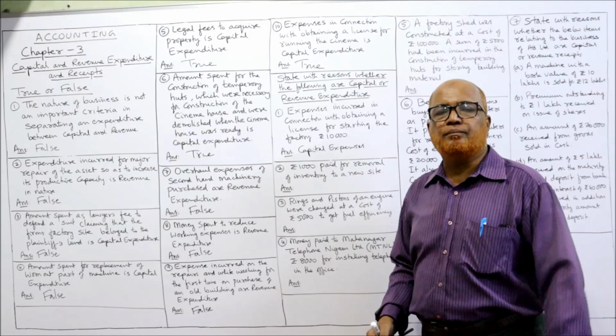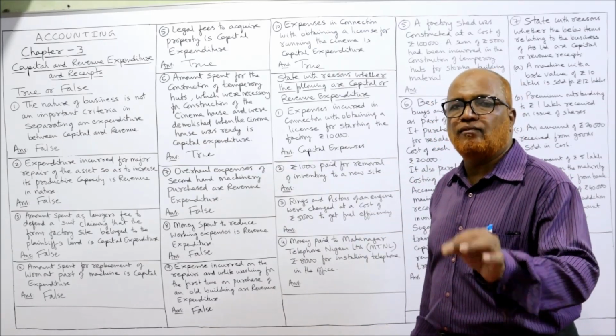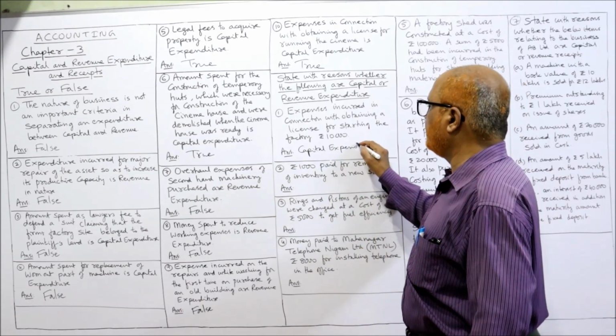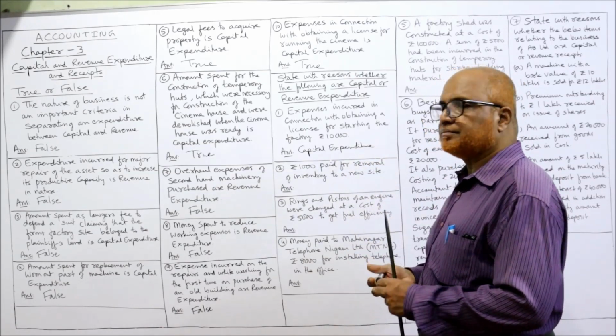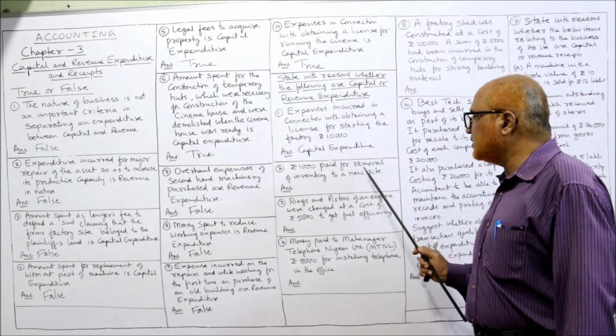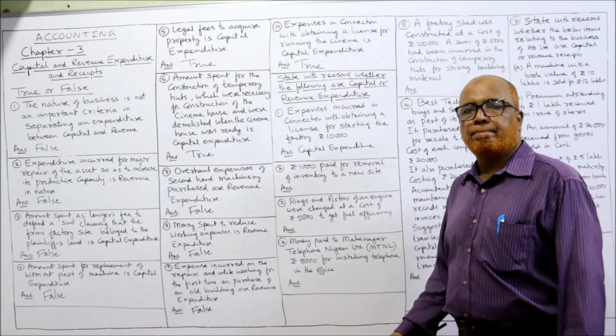Over a period of time, we can amortize this 10,000 rupees. But right now, we have to treat it as a capital expenditure. Capital expenditure, right? Next one. Rupees 1,000 paid for the removal of inventory to a new site.